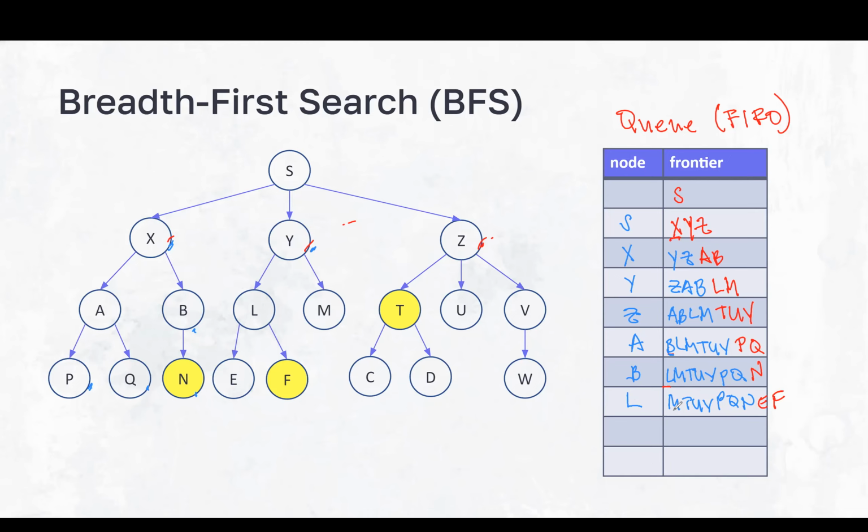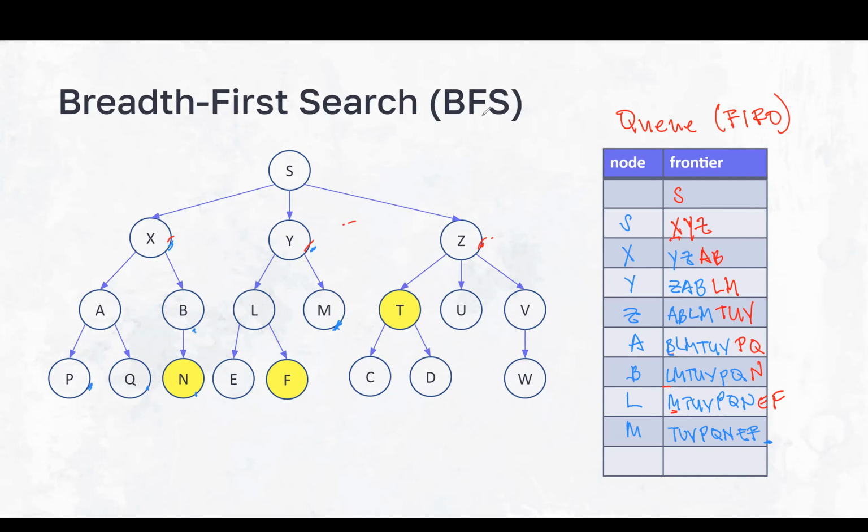Then next in line is M. So we call M as our node. From this one, you can see that M doesn't have any adjacent nodes. So we just insert nothing. Basically, we will just be copying all the remaining nodes here and nothing will be inserted.